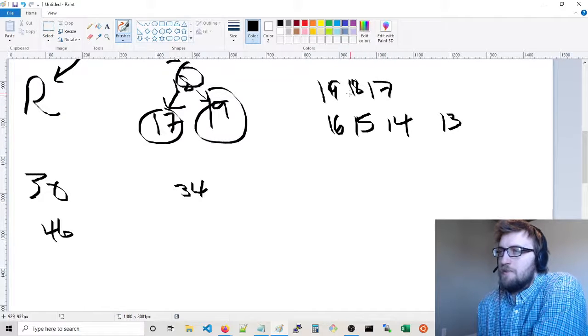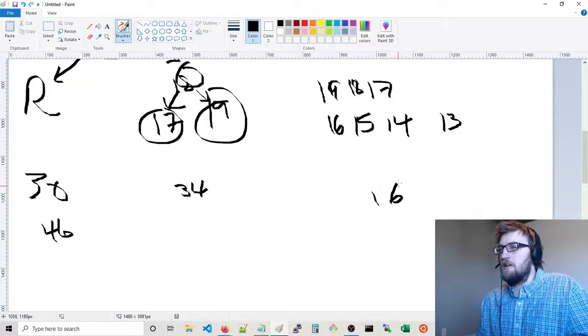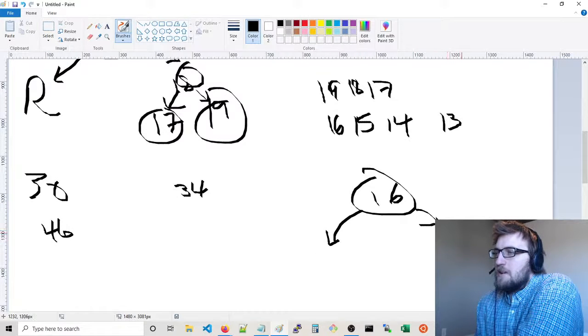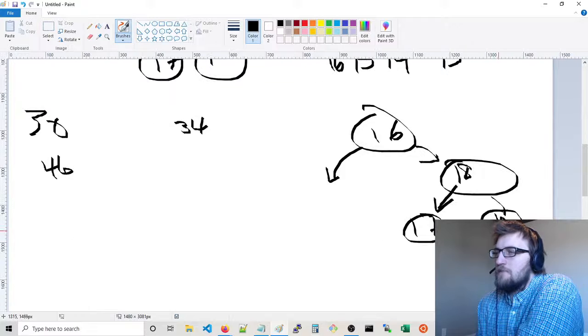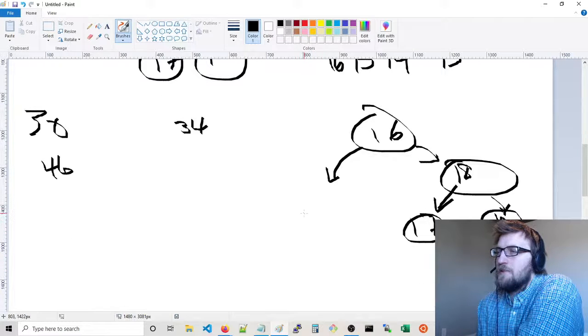So the root node is going to be in the middle of this, which I think is 17. No, 16. Yeah, it is 16. On the left side, right. I'm sorry, I had it right the first time. Okay, so on the left side is 16. On the right is 18, 17, 19. And on the left side you have 15, 14, 13. So 14, 15, and 13.